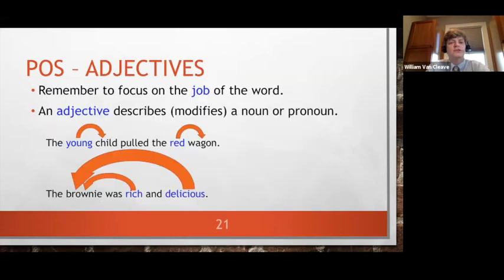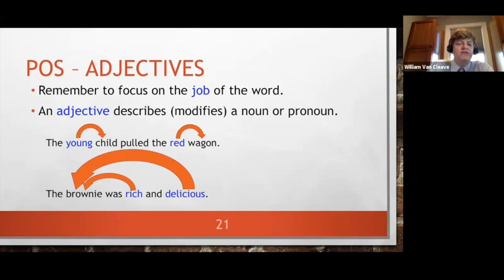First of all, I would do a little instruction. So I've chosen adjectives. Remember to focus on the job of the word. An adjective describes, maybe you like the word modifies, that's okay, a noun or pronoun. So you see the young child pulled the red wagon, and even a kindergartner or first grader would pretty quickly identify that young is describing child and red is describing wagon. As we get a little older, we can play around with these bottom adjectives. They have a fancy name. You don't really need to know it for tonight, but they're called predicate adjectives.